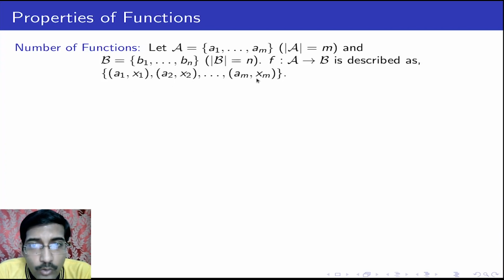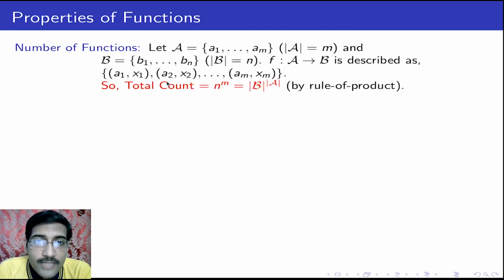So going by the product rule, in these m positions we have the total count as n into n up to m times. So it is n to the power m, the total number of functions that we can have from set A to B of size m and n respectively. So it is the cardinality of B to the power of the cardinality of A.